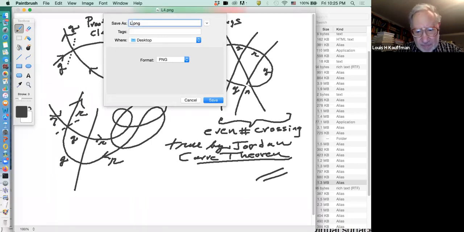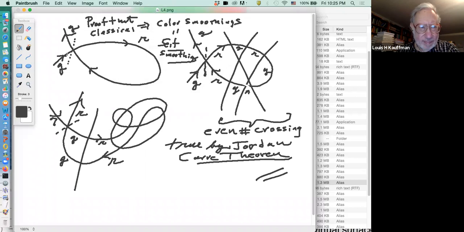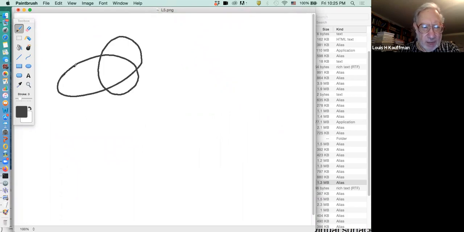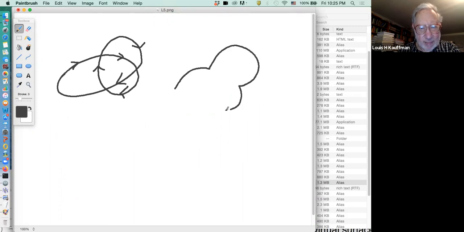Now we're looking at a diagram and we're thinking of its Seifert smoothings, like this simple trefoil. And we do the Seifert smoothing, which of course might not be as simple as this, but we get a bunch of oriented cycles. And those are called the Seifert circles, right?